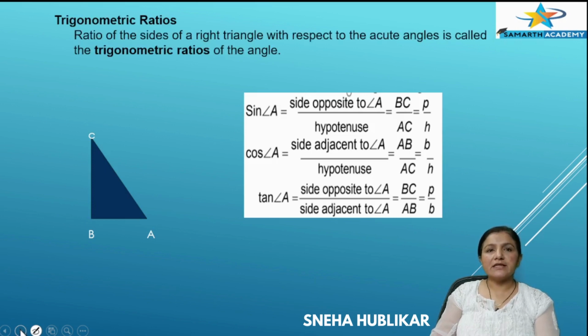Let's consider a right angle triangle ABC. Angle A is acute. With respect to angle A, sine A is opposite by hypotenuse, that is BC by AC. Cos A is adjacent by hypotenuse, that is AB by AC. Tan A is BC by AB respectively.